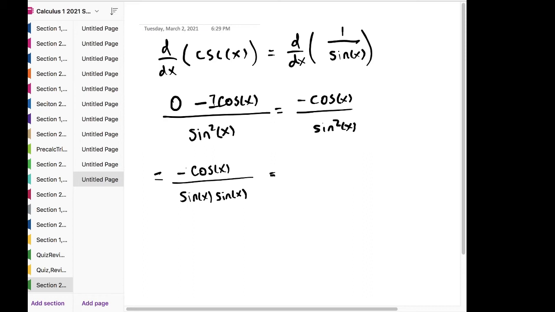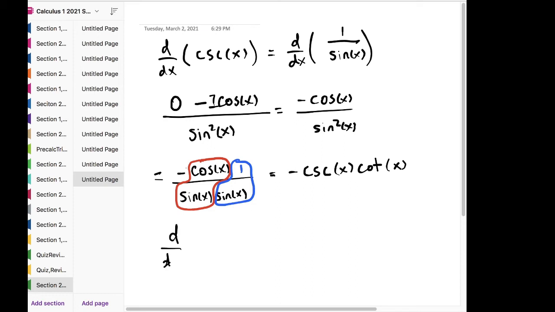Right. So we have a cotangent here, and we have a cosecant here. So it's cotangent, right? Because the cosine is in the numerator. Okay.